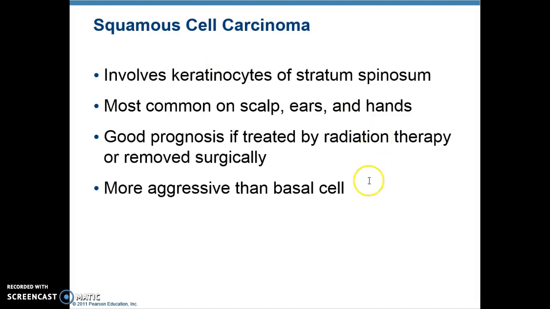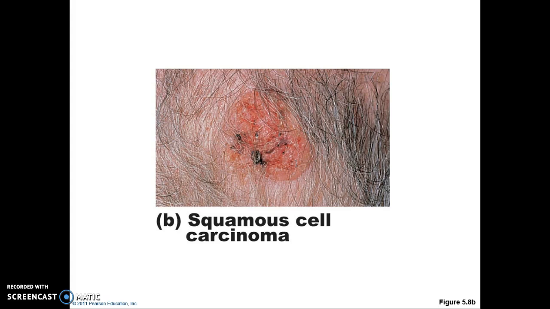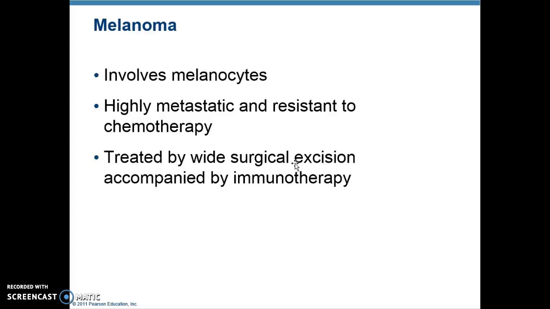This is, as it says down here, more aggressive than basal cell carcinoma, but still not very good at spreading out of the epidermis and into the dermis or other tissues. So generally you remove it and you can get rid of all the cancerous cells and you don't have to worry about it. So this is what squamous cell carcinoma looks like on somebody's scalp. It may not be dangerous, but it sure is ugly.